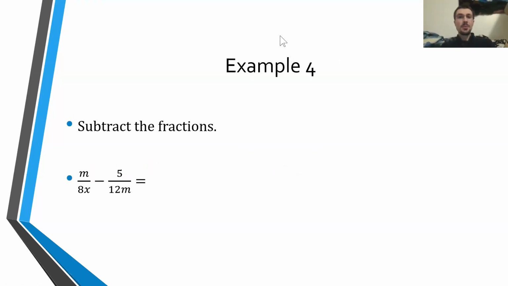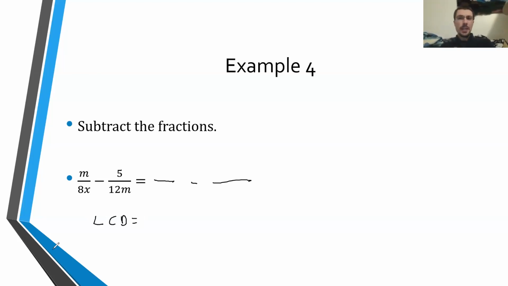Now, an example where we subtract fractions, because remember, when you add or subtract fractions, you have to have common denominators. If you multiply or divide fractions, you do not need common denominators. First thing we need to do is find the LCD of these two fractions.